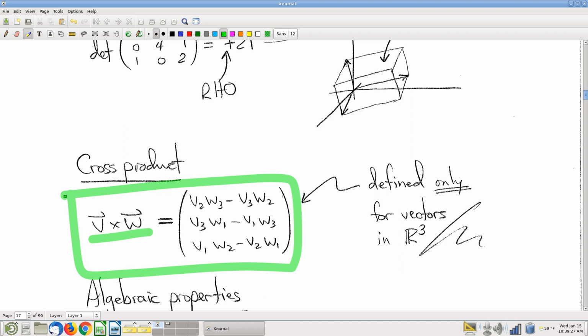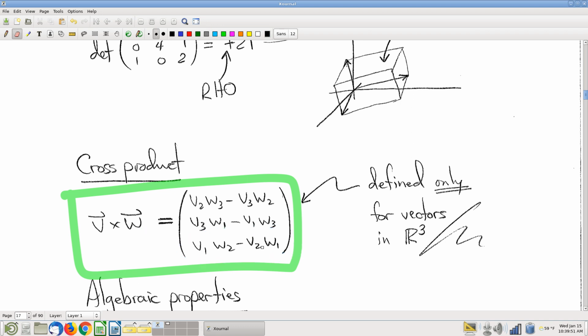You're going to find yourself at some point tearing your hair out on an exam trying to remember, oh God, is that third coordinate V2W1 minus V1W2, or is it V1W2 minus V2W1? Which way does it go? One of them's right, one of them's wrong. They're off by a minus sign. I can't remember which one it is. Right? I mean, it's going to be hard to remember that.